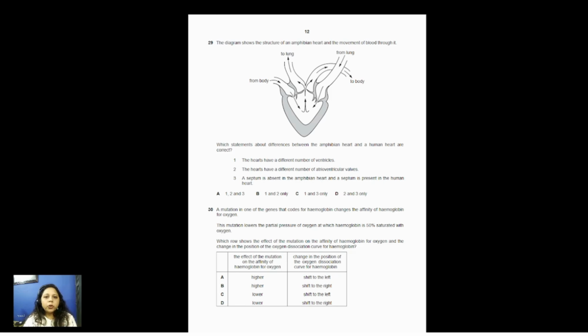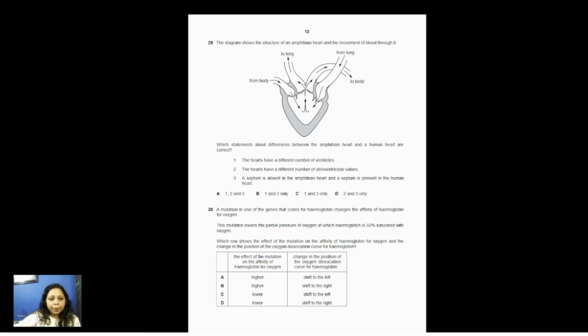Number 1, the diagram shows the structure of an amphibian heart. Definitely it's not going to have 4 chambers. It is going to have 3 chambers, and the other 2 main blood vessels that are also included in it, and the movement of blood through it. Which statements about differences between the amphibian heart and the human heart are correct?